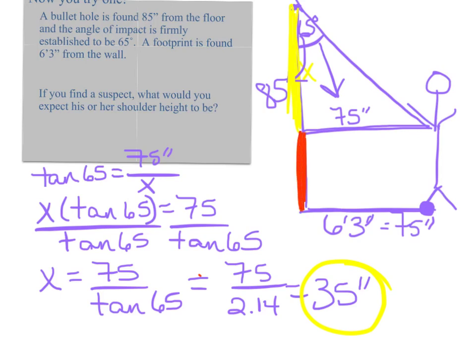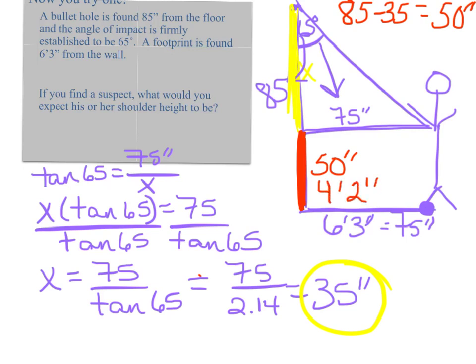I still need to go back and figure out what my shooter's height is. And my shooter's height is this distance. So I need to take the 85-inch total distance minus the 35 inches between the shooter and the bullet hole to get the actual height of the shooter, which is 50 inches. So that's a 50-inch shoulder height. So this distance is 50 inches. So the shoulder height of my shooter is 50 inches or 4 feet 2 inches.